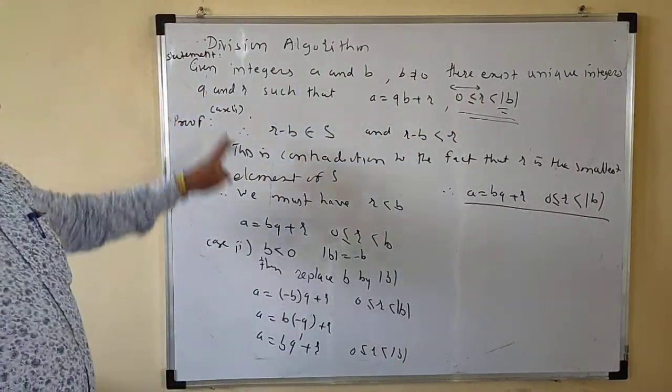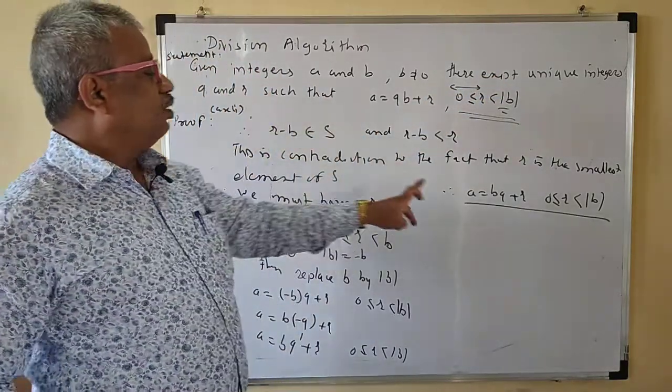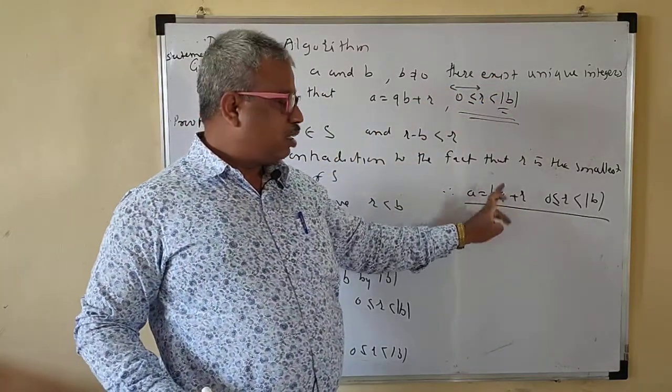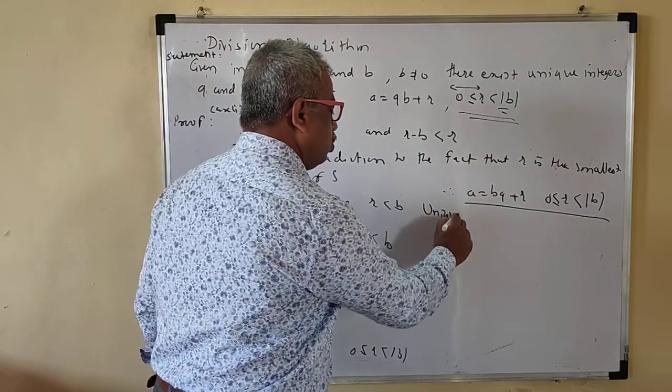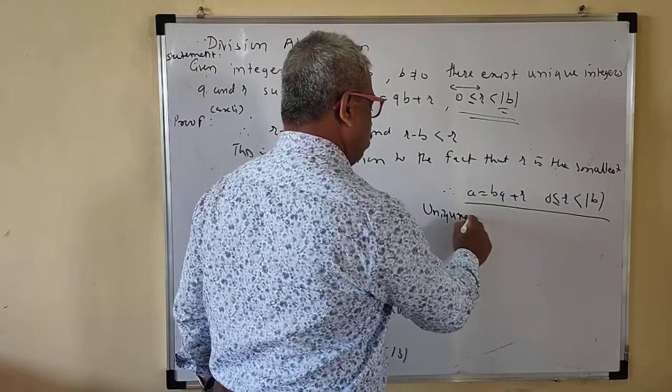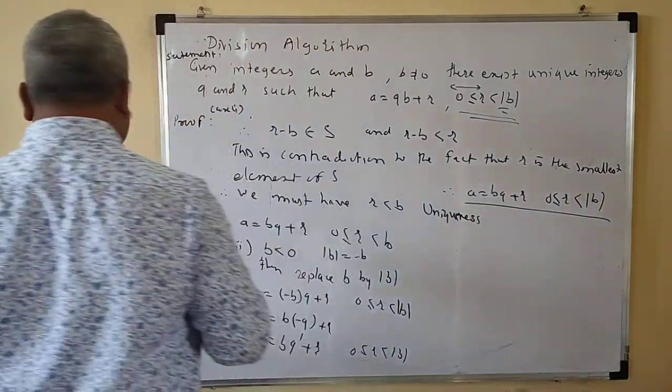Okay, but what is this? Given that integer, there exist unique integers Q and R. So what is the problem here? What remains is that Q and R are unique. So uniqueness we have to prove. Okay, so we have to prove uniqueness now.